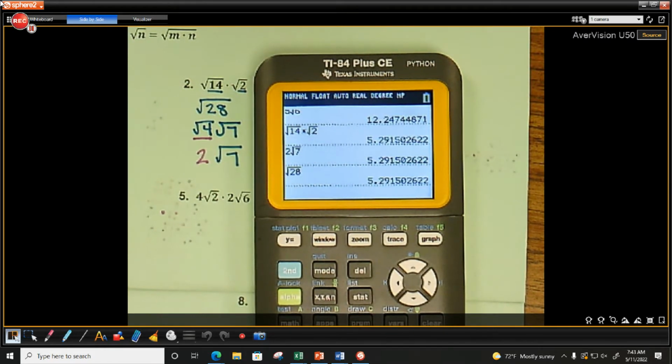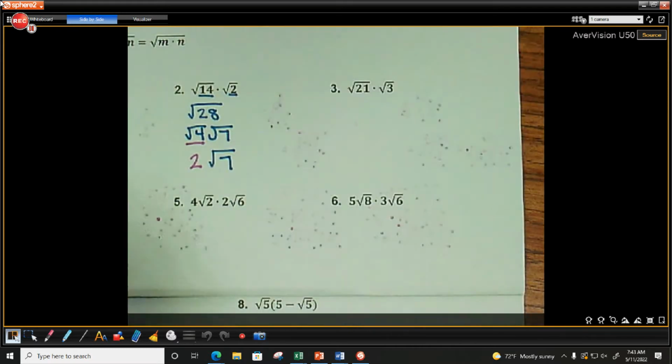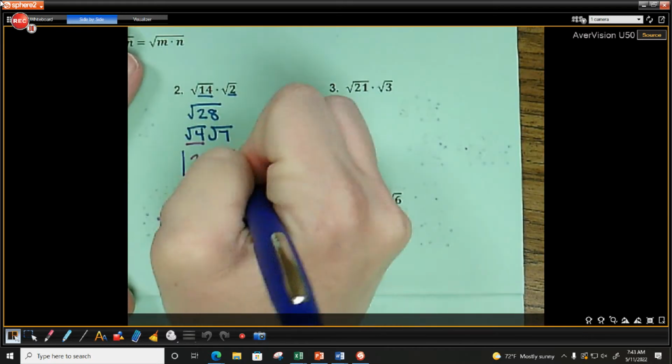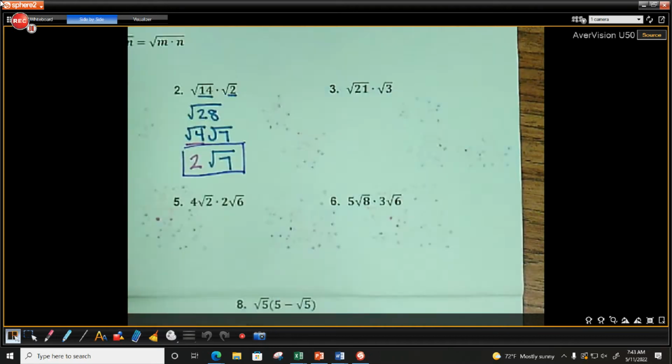What were you saying? That we have to make sure that it's... Make sure you simplify it. Okay. That's it. So it is simplified. There is my answer. Okay, I want y'all to do number 3 on your own. Do number 3 on your own, please.